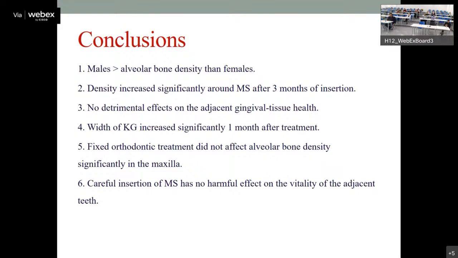The width of keratinized gingiva increased significantly 1 month after treatment as a result of fixed orthodontic appliances. And also we found that fixed orthodontic treatment did not affect the alveolar bone density significantly in the maxilla. Careful insertion, of course, will have no harmful effect on the vitality of the adjacent teeth.